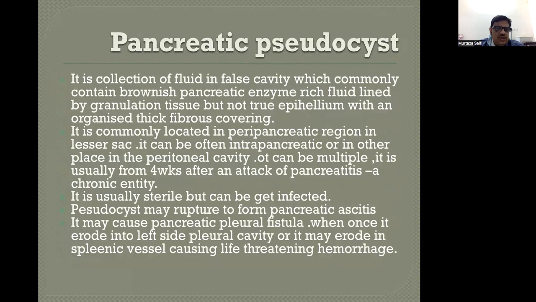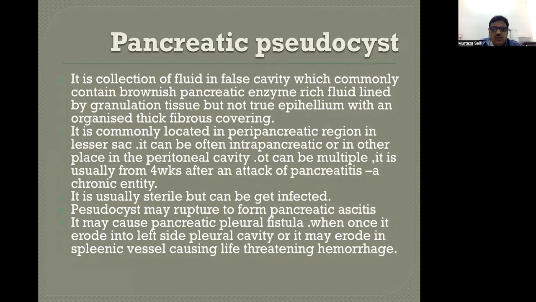Pancreatic pseudocyst is a collection of fluid in a false cavity, which commonly contains brownish, pancreatic enzyme-rich fluid lined by granulation tissue but not true epithelium, with an organized thick fibrous covering. It is commonly located in the peripancreatic region. In the lesser sac, it can be intrapancreatic or in other places in the peritoneal cavity, or can be multiple. This usually forms 4 weeks after the onset of pancreatitis. It is a chronic entity, usually sterile but can get infected.